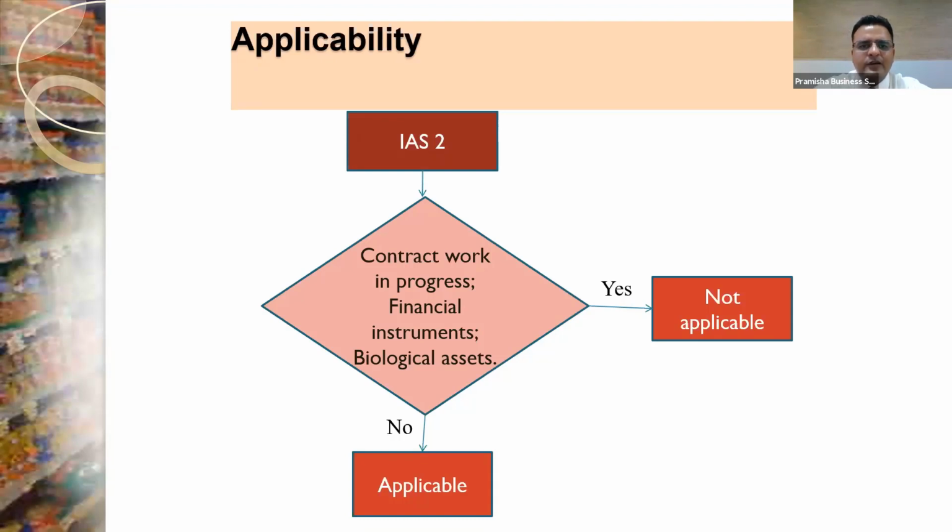After the point of harvest, it becomes IS2 inventories, and we derive its first value from IS 41 at fair value less cost to sell. We'll get into more detail when I'm discussing IS 41 agriculture. For now, simply understand that biological assets don't come under the purview of inventories.